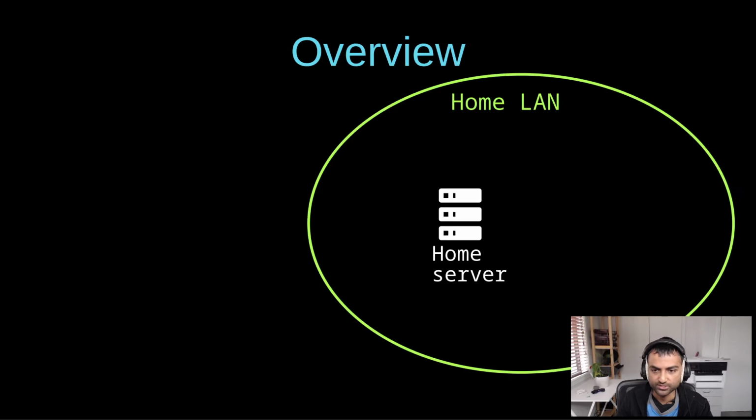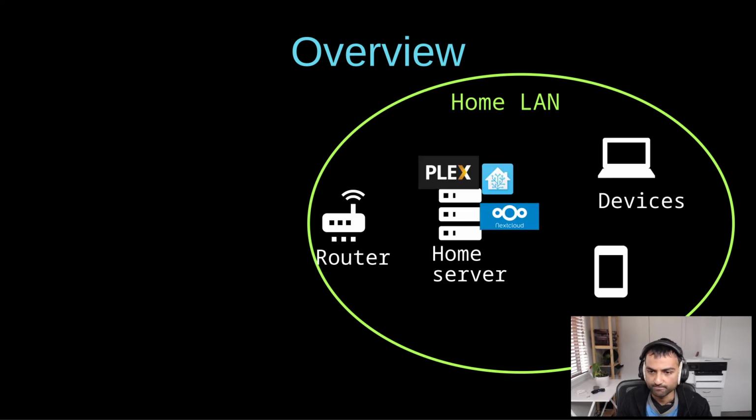So first we'll just take a quick look at what you might be already running on your home network. So you might have some sort of home server device or several devices, and they will be running your services. For example, you might have a Plex media server, some sort of home automation server like Home Assistant, and maybe a cloud like Nextcloud for your files. This could also be a network attached storage or NAS.